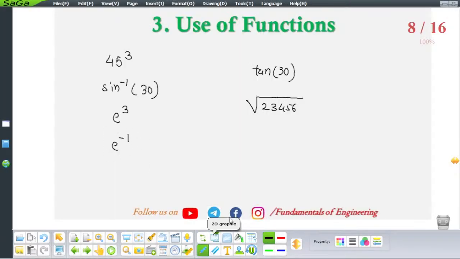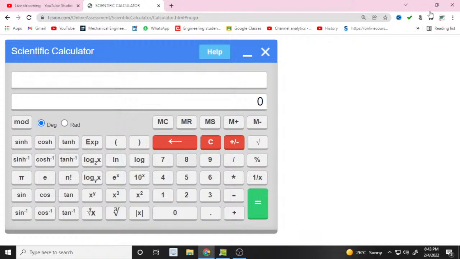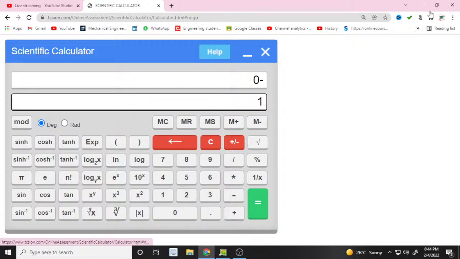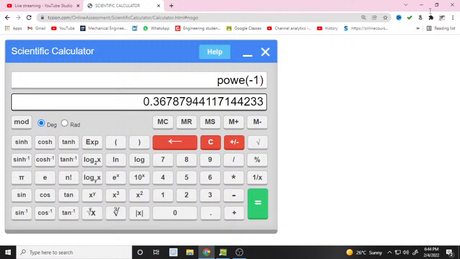So e raised to minus 1, how to find out e raised to minus 1? First the number, so 1 minus, if you do that you will get the wrong answer. So minus 1, so minus 1 you are getting. Then we have to find out the answer e raised to that, right. So you have to use this function. So e raised to power minus 1, this will be the answer, right.